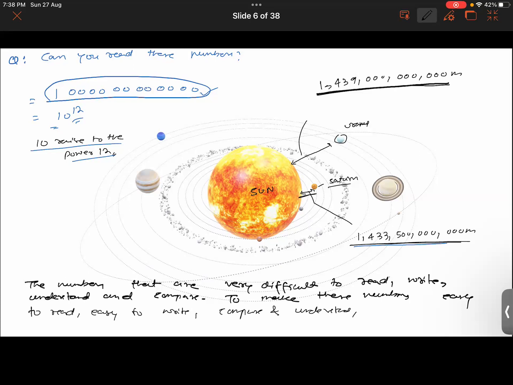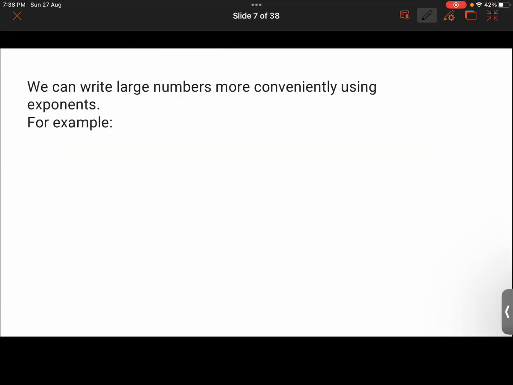And understand, we use exponents. Whatever we are studying, we need to study about its purpose as well, right? So you have bigger numbers. For example, let's take another example, like this. We can shorten it and write it like this, right?